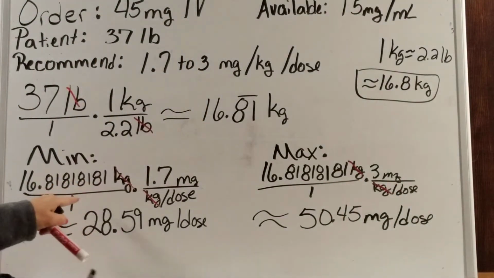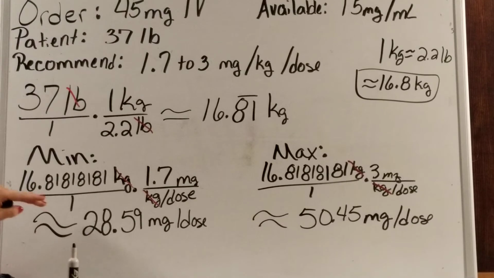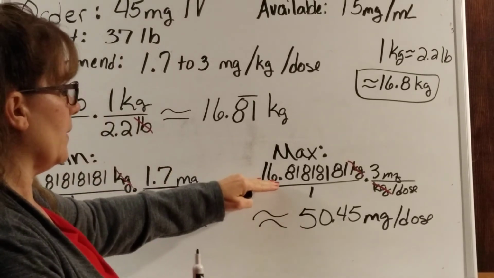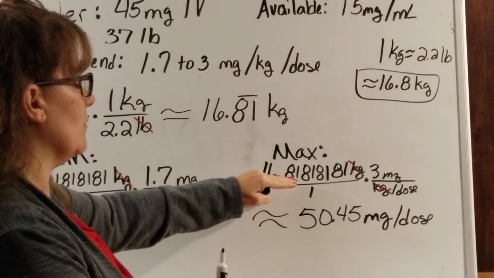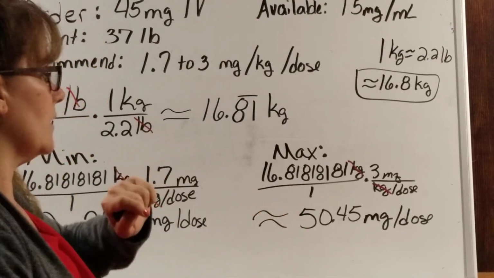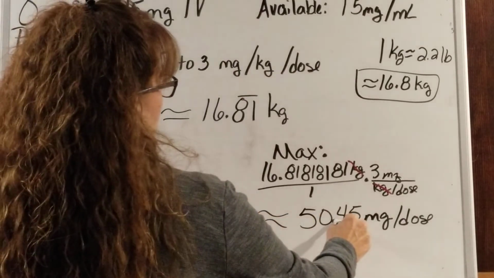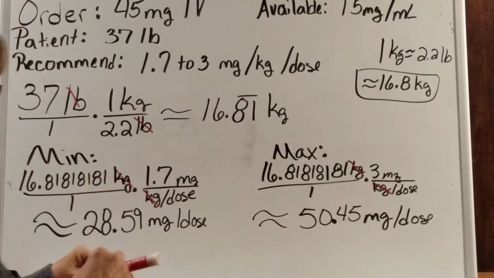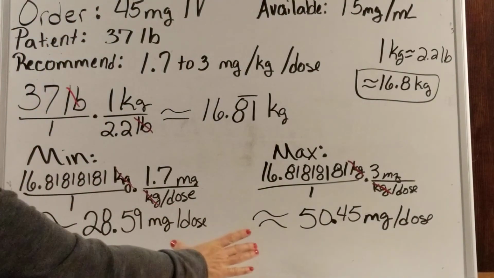And I probably misquoted over here. I was getting tongue-tied. It's 16.81 repeated times 1.7. Reduce the units, and that leaves me with 28.59 milligrams per dose. So now I have the patient's weight, 16.81 repeating times 3, which gives me 50.45 milligrams per dose. And I rounded to the nearest hundredth on the answers as far as the dosage goes.